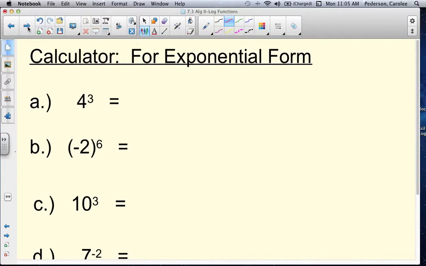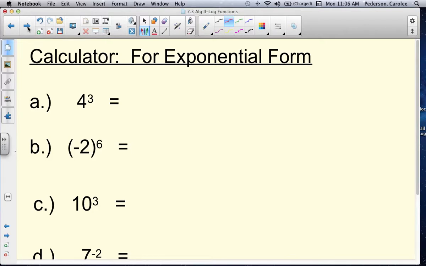All right, let's go on. We're going to go ahead and use our calculator to evaluate some of these exponential equations. So the first one is 4 raised to the 3rd power. If we were to not use our calculator, we would just take 4 times 4 times 4.